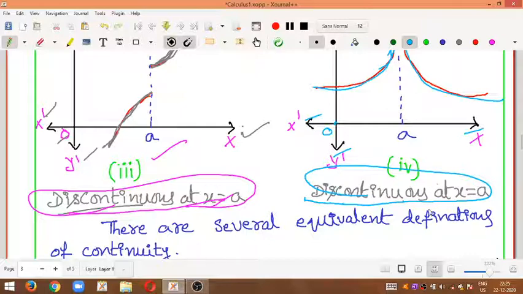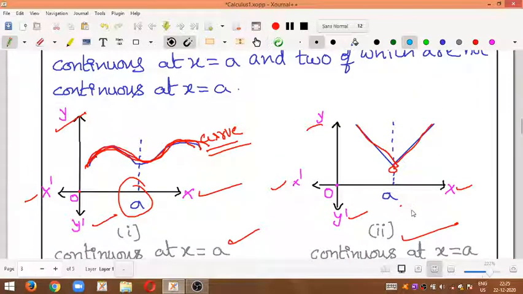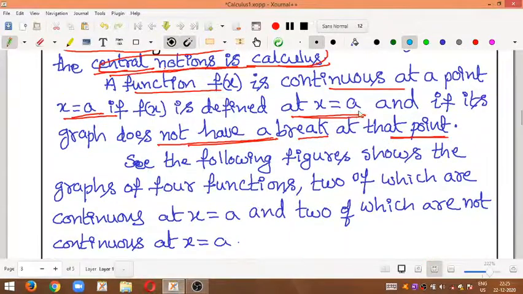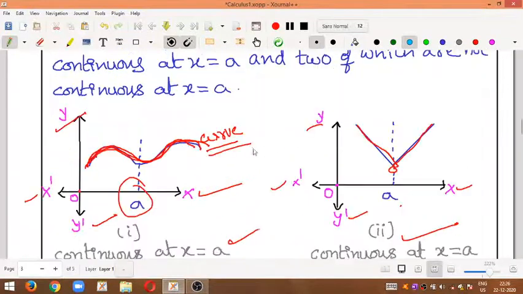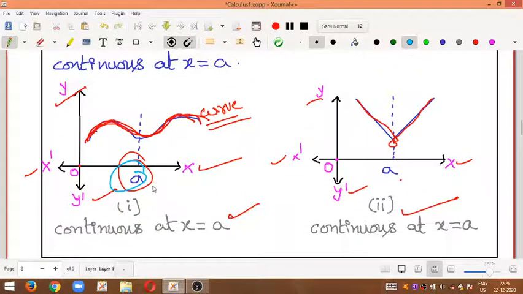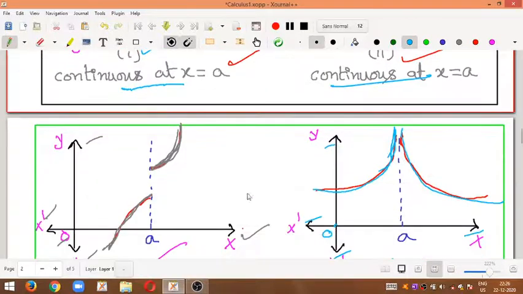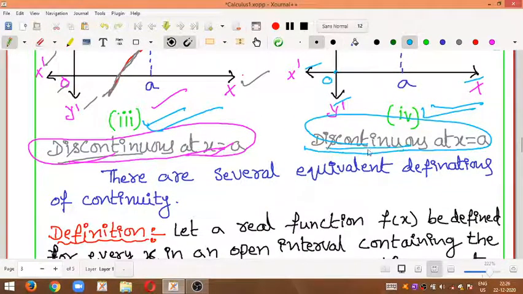So this means that graphically, continuous means the graph is continuous without breaking, does not have a break at that point. The graph which does not have a break at that point is called continuous at that point. See here, figures 1 and 2 are the continuous functions, and figures 3 and 4 are discontinuous functions.